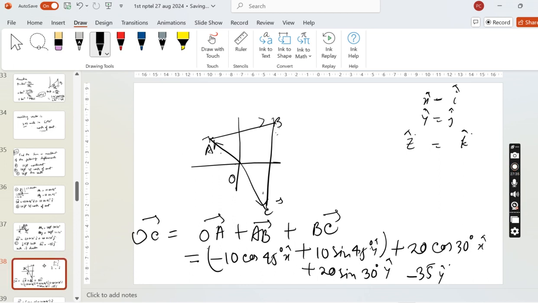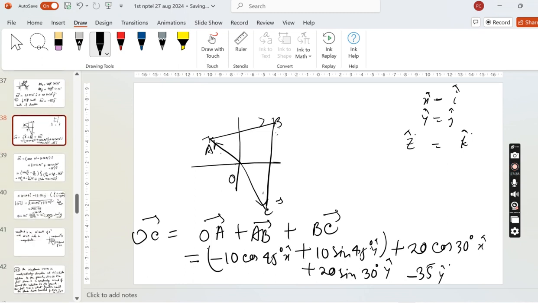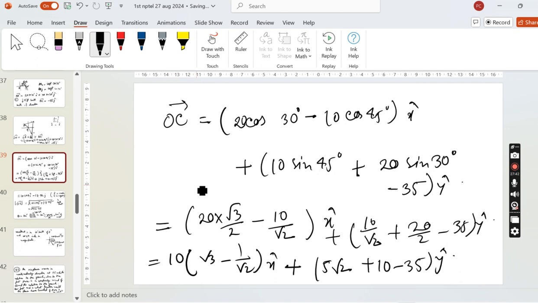Then we add the coefficient of the x unit vector. Always remember, x unit vector can be written as i, y unit vector can be written as j, and z unit vector can be written as k. So we now add the coefficients of the x unit vector and the y unit vector. Finally we get this solution.